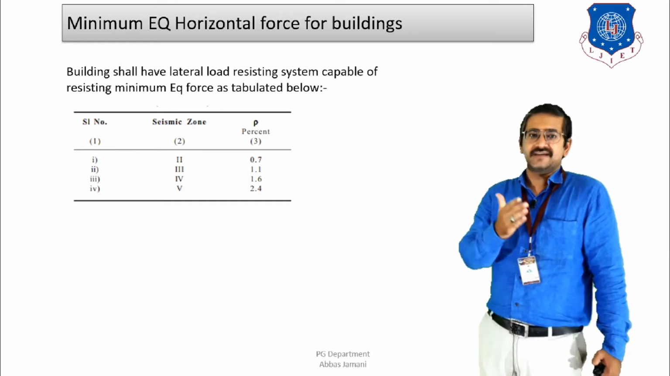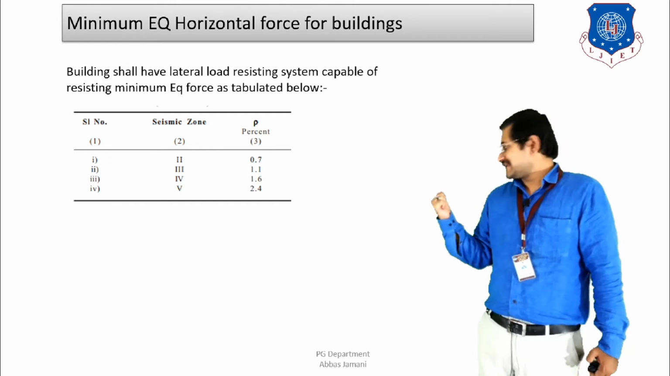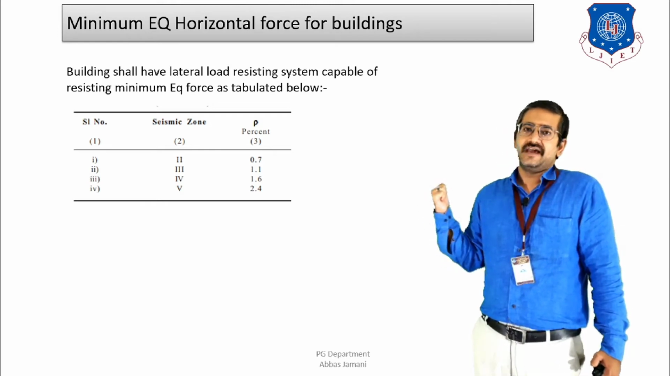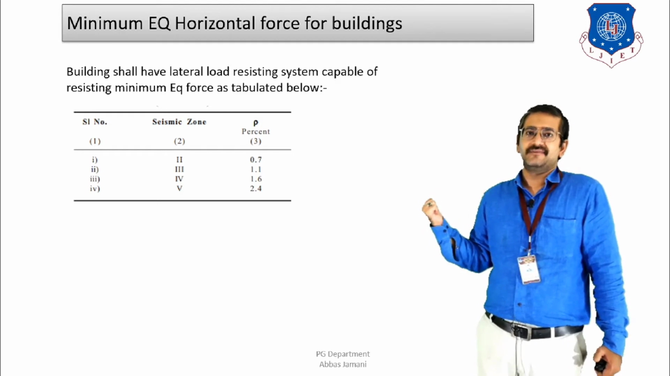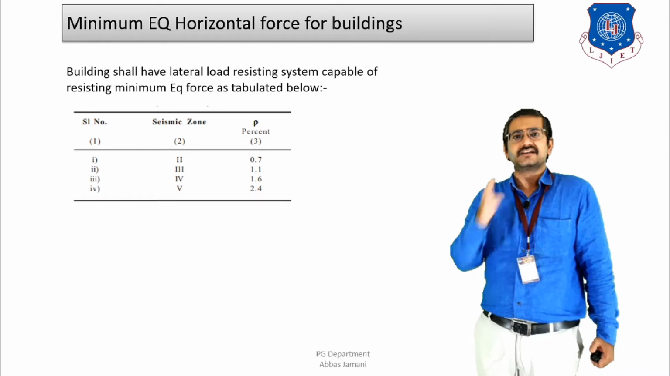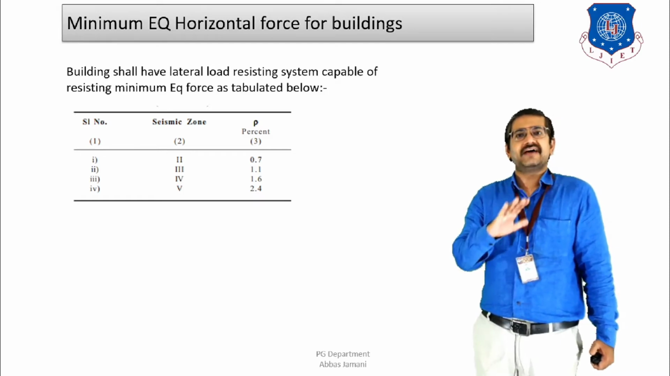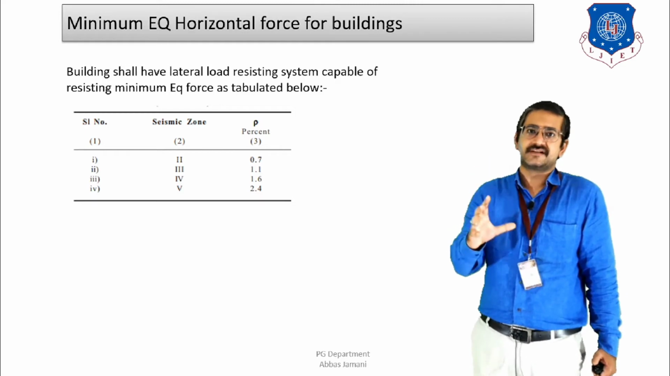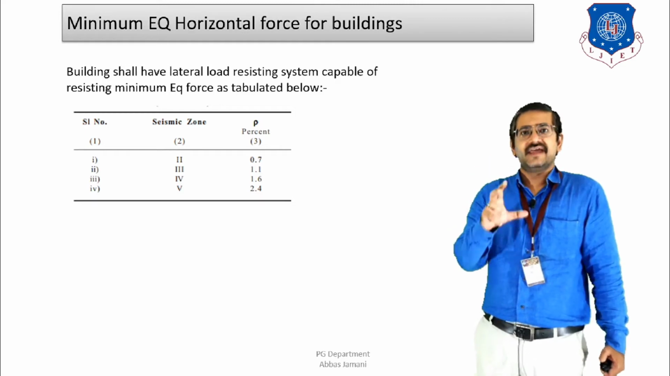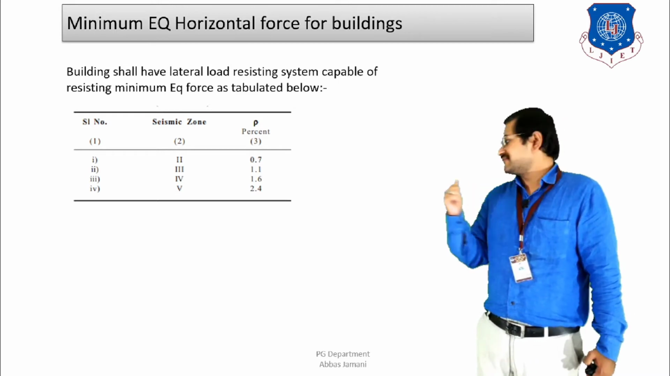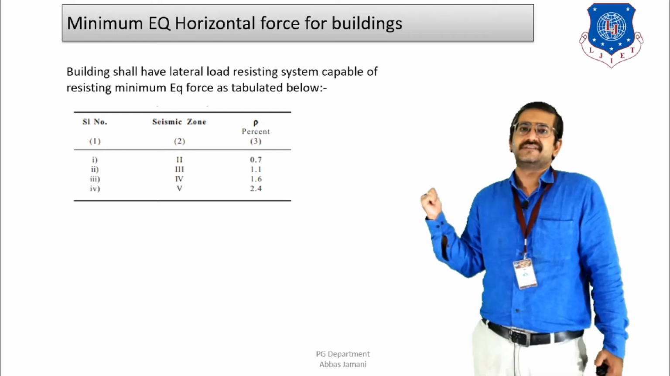For example, if I talk about zone 2, then the code is telling that a minimum of 0.7% of the earthquake force has to be applied for any building that is to be located in zone 2. So, it is expected, whether you are doing the earthquake calculation or not, that you should have a lateral force resisting system, which is going to be an integral part of the structure you design or construct, and the capacity of this lateral force resisting system should be able to resist at least 0.7% of the earthquake force.